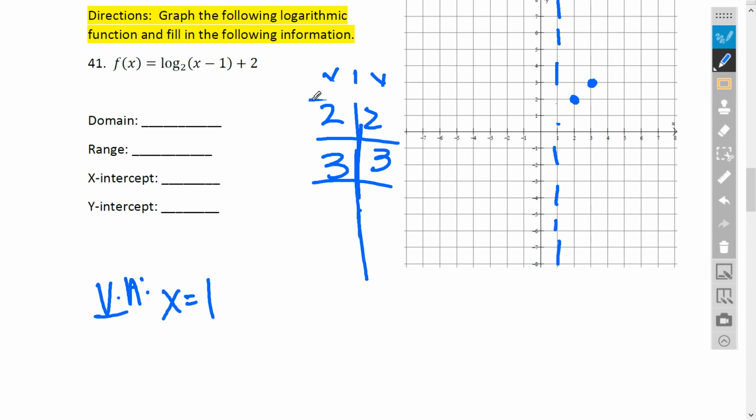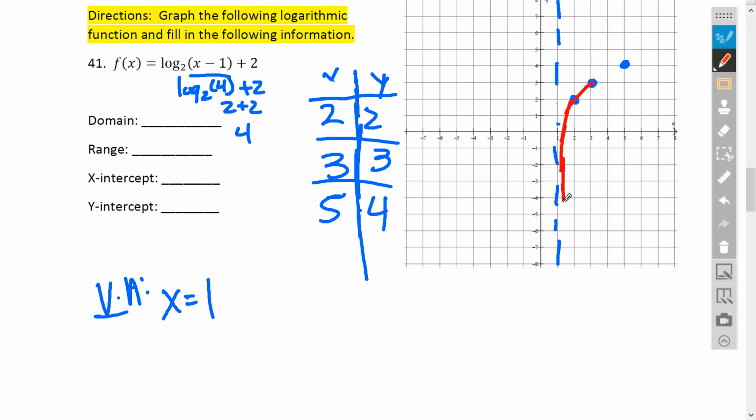And then I want 4 out of this function. The next number I want inside the logarithm should be 4, because 2 to the second power makes 4. So that's going to have to be 5, because then I would do log base 2 of 5 minus 1, which is 4, and I get 2 plus 2, which is 4. So 5, 4, and I think this is enough. Three points is plenty.